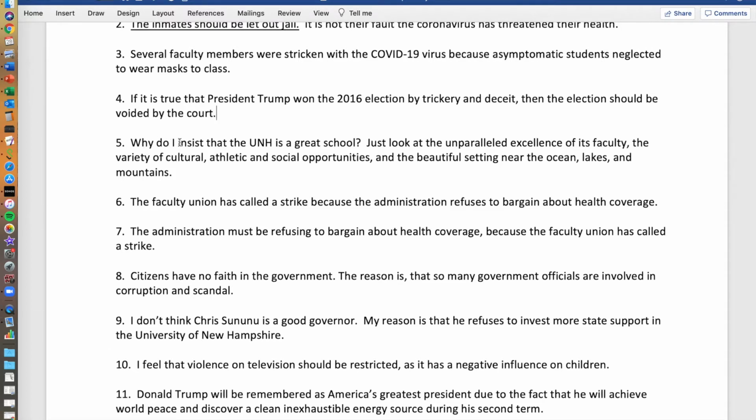And the claim statement, I should say, is UNH is a great school. And then actually there are 3 pieces of evidence contained in the second sentence. We could say actually 3 assertions if you want. UNH has unparalleled excellence of its faculty. UNH has a variety of cultural, athletic, and social opportunities. And UNH has a beautiful setting near the ocean, lakes, and mountains. So lots of evidence given to affirm, to prove reasons for insisting that UNH is a great school.